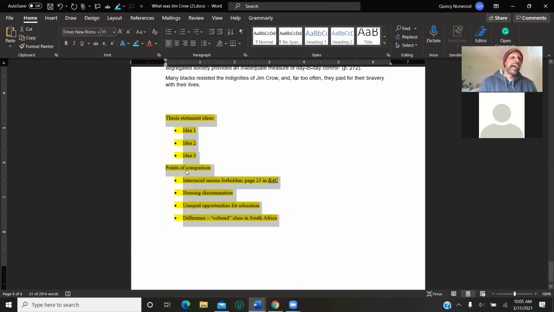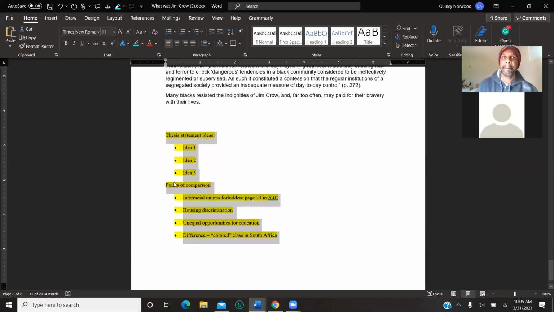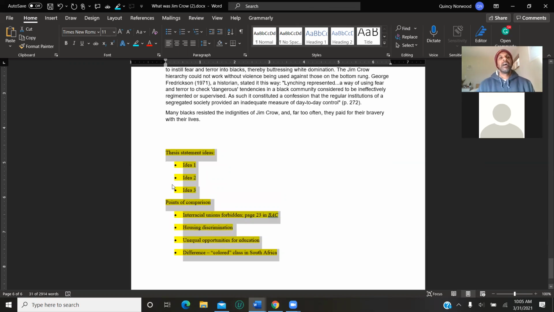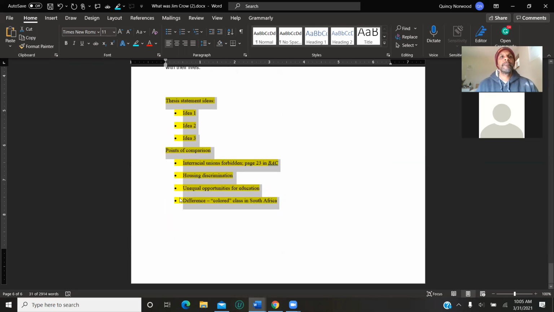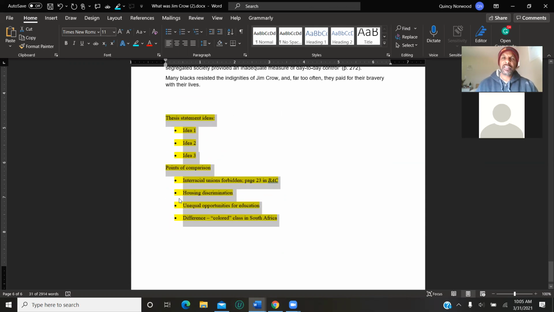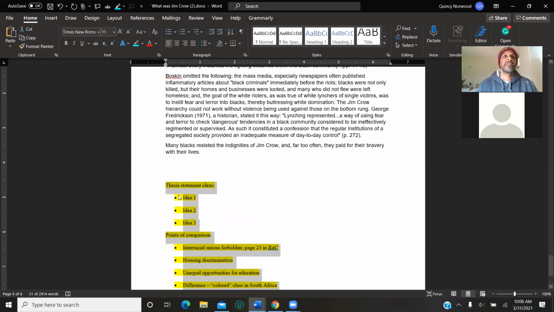But I think if you want to put yourself in a good position to succeed on this assessment, getting yourself organized beforehand can only benefit you, especially if you get writer's block or you get stuck. It happens to everybody. But if you get writer's block or you get stuck, go back here. If you're thinking of a point that you want to make, go back to your notes.